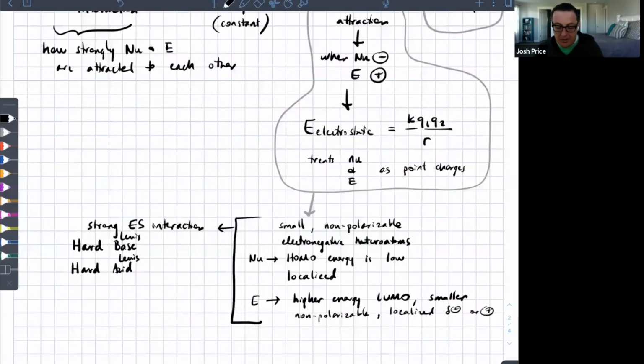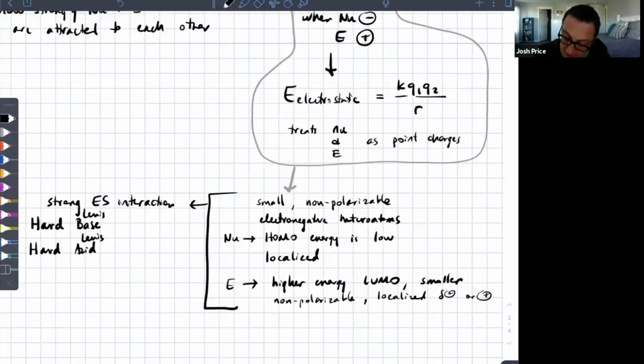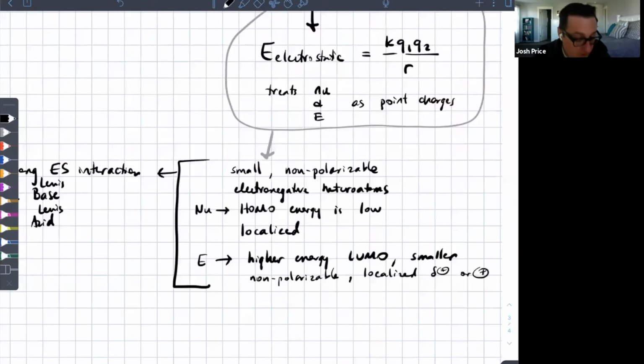And we're going to contrast that with soft bases and soft acids, or soft nucleophiles and soft electrophiles. Some examples of nucleophiles that fall into this category include hydroxide, chloride, alkoxides of any kind, ammonia or amines.